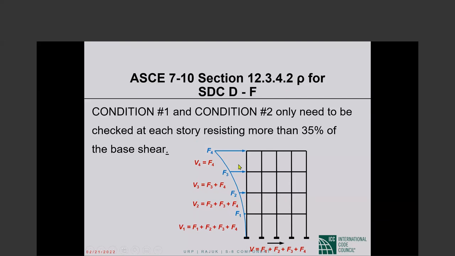Okay? So if you take this building, these are the story level forces, F4, F3, F2, F1 for the floor levels, 4 levels. The story shear in this story is that force. The story shear here is the sum of those two forces. The story shear at this level is the sum of all the forces above, and that is the base shear. Now, at level 4, the story shear is obviously no more than 35% of the base shear. So at the 4th level of this building, we do not have to check whether condition number 1 or condition number 2 is met. It is only in the lower stories that we will do that check.